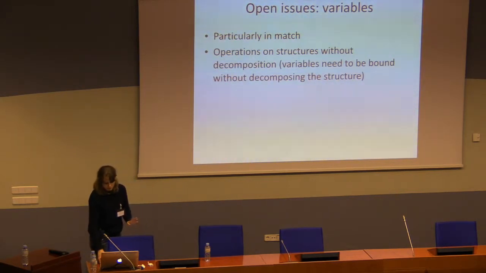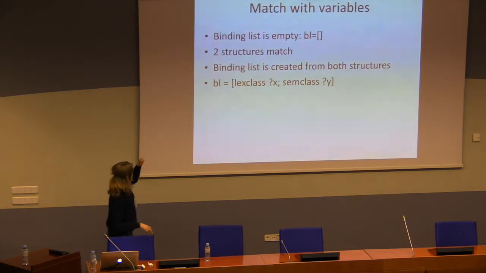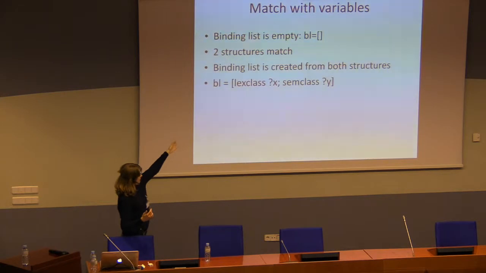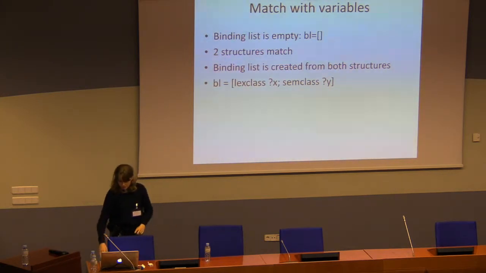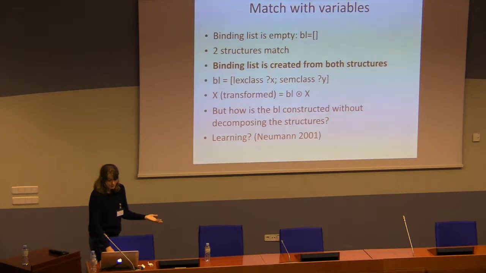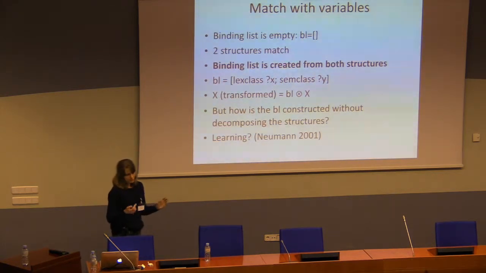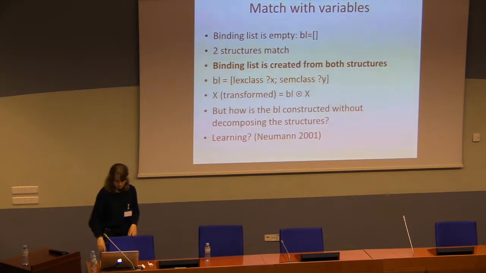But of course, this is just to show again what this means in practice. For instance, you have a completely empty binding list to start with. Then 2 structures have matched. And then from these two structures that have matched, you create a binding list. So Lex class X and then Sem class Y, for example. How we create this binding list is a bit of a problem for now. But we know that similar transformations have been done already before by Neumann. And we're trying to see how basically we can learn it. That's what we're working on at the moment.